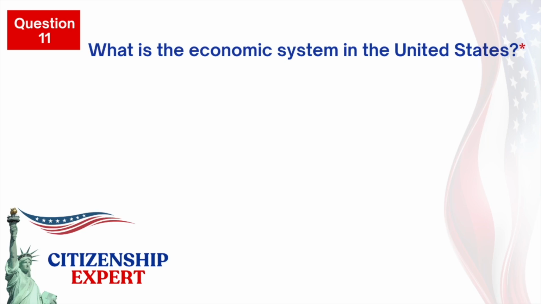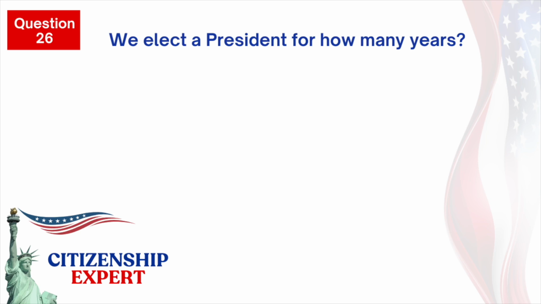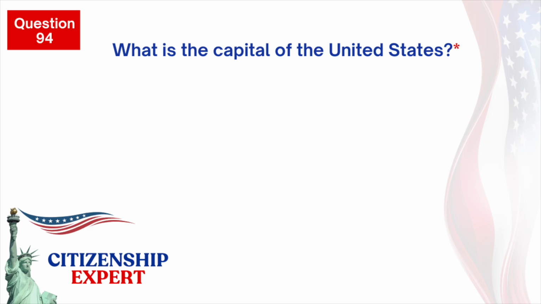What is the economic system in the United States? Capitalist economy. We elect a president for how many years? 4. What is the capital of the United States? Washington, D.C.